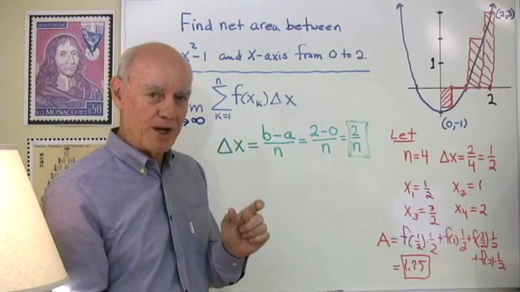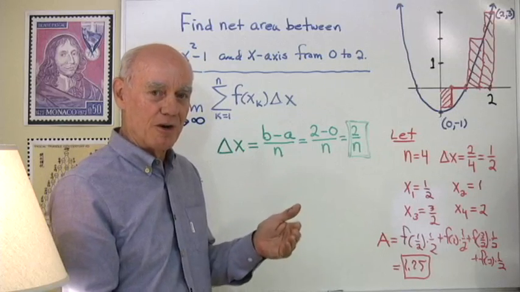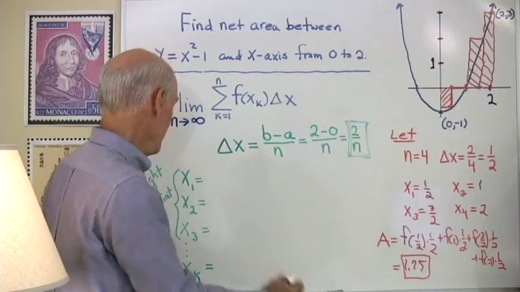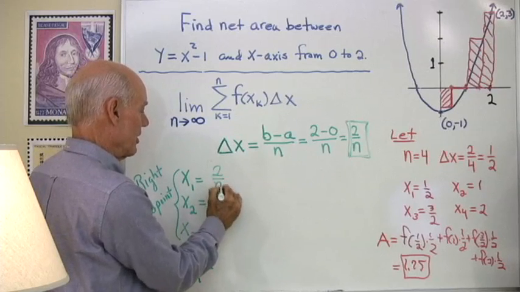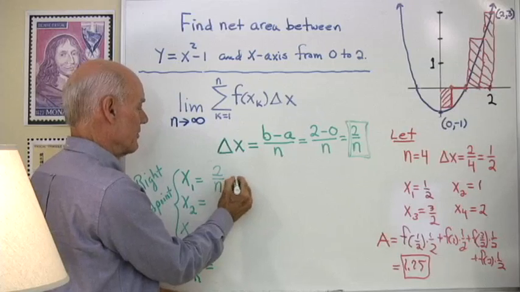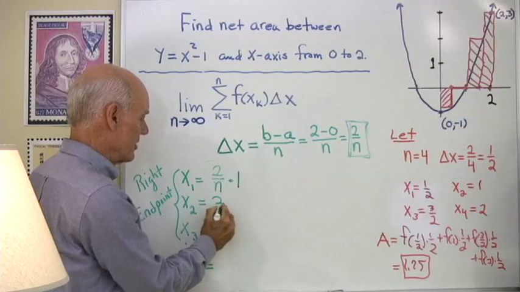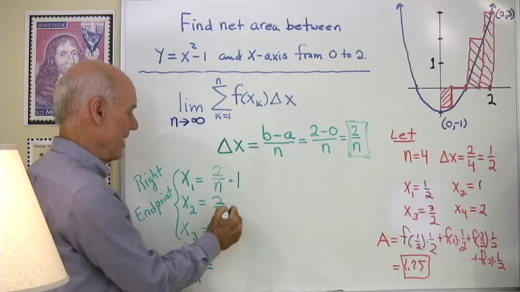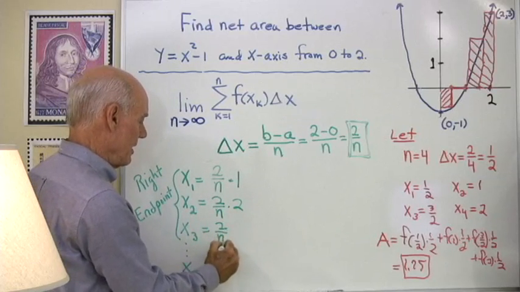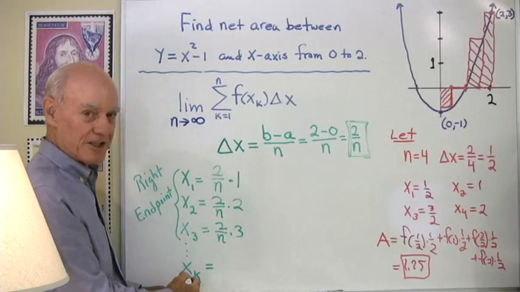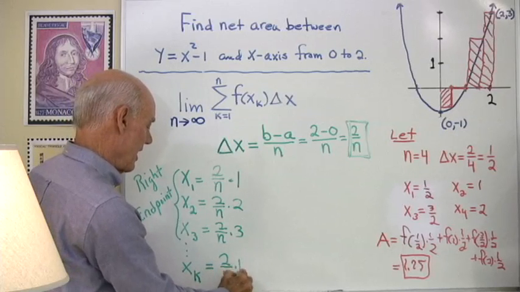Now we're going to pick a point out of each of those subintervals, and to make it easy on ourselves, we're going to use the right-hand endpoint. So for x1, I'm going to have 2 over n, the length of the first subinterval, times 1. For x sub 2, I'm going to have 2 over n times 2, and x sub 3, 2 over n times 3. And so for x sub k, I'm going to have 2 over n times k.